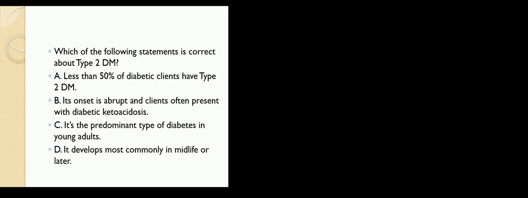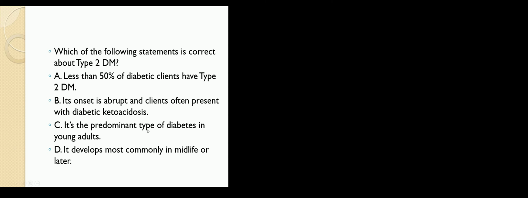Which of the following statements is correct about type 2 diabetes? Less than 50% of diabetic patients have type 2. We know it's the most common, more than 90%. Its onset is abrupt and clients often present with DKA. We know that type 2 do not have DKA. They have HHNK or HHNS or HHS, whichever one you want to call it. The signs and symptoms are also not abrupt. Remember, they're insidious and they sneak up on you. So that marked out the first two answers.